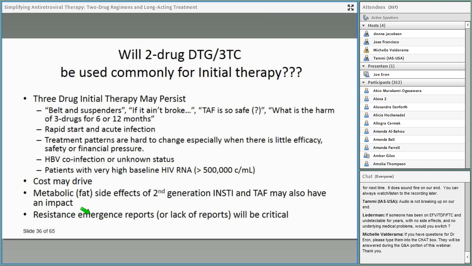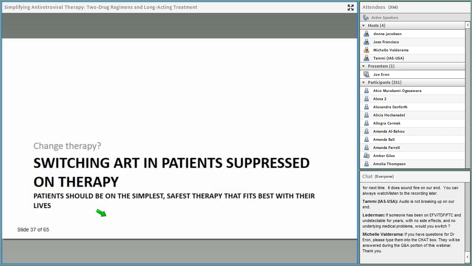And then when we get two drugs into widespread clinical practice, we'll pay attention to reports of emerging resistance. Again, in the clinical studies, if you look at phase 2 and phase 3, with almost 1,000, actually over 1,000 patients studied, we haven't seen emergence of resistance except in one case of a very poorly adherent participant.